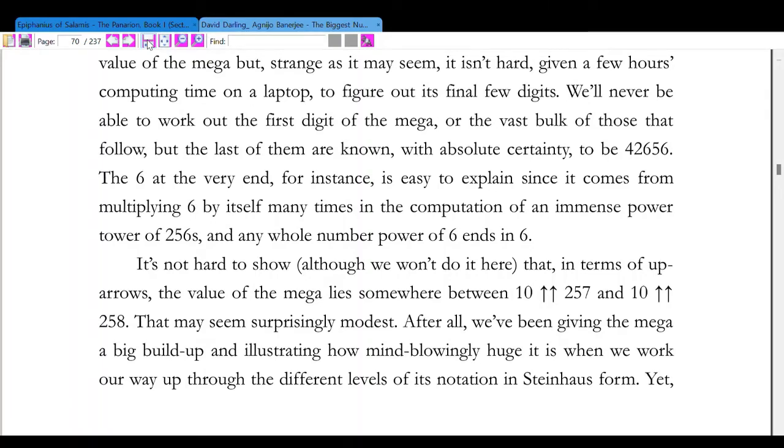42,656. The 6 at the end, for instance, is easy to explain since it comes from multiplying 6 by itself many times in the computation, raised to an immense power, to the power of 256, and any whole number power of 6 ends in 6.